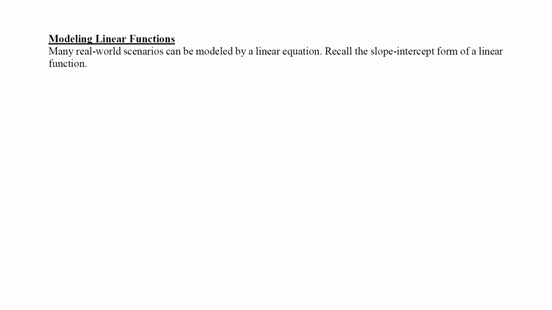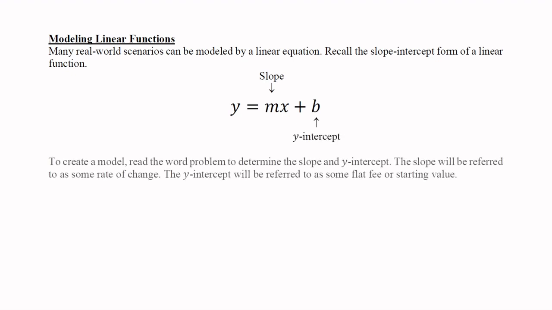Recall the slope-intercept form of a linear function, y equals mx plus b, where m is our slope and b is our y-intercept. To create a model, read the word problem to determine the slope and the y-intercept. The slope will be referred to as some rate of change. The y-intercept will be referred to as some flat fee or starting value. So our slope m is going to be some sort of rate of change, and our y-intercept will be either a flat fee or starting value, depending on the type of situation that you're encountering.